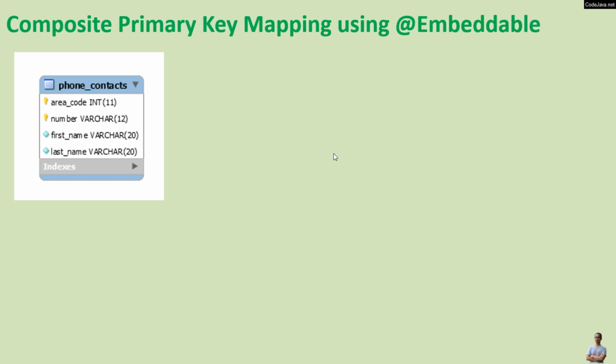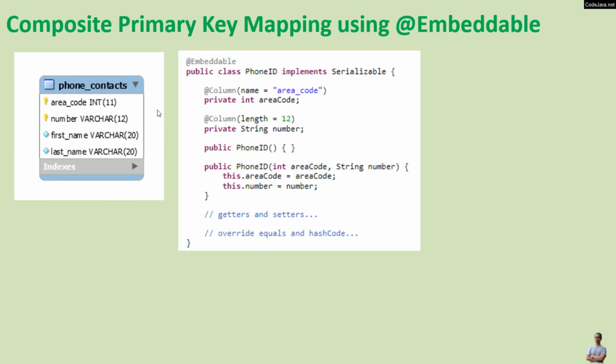Next, let's see how to implement composite primary key mapping using the Embeddable and EmbeddedId annotations. Suppose that we need to map the phone_contact table like this in Java. You see this table has a composite primary key that consists of two columns, area code and number. So in Java code, we need to write the ID class like this using the Embeddable annotation.